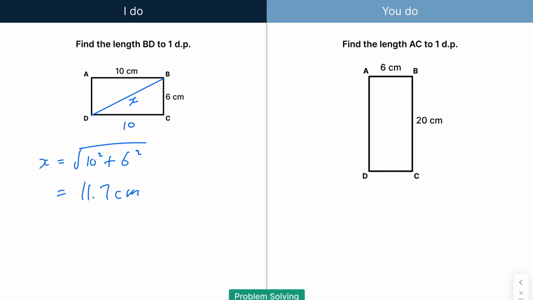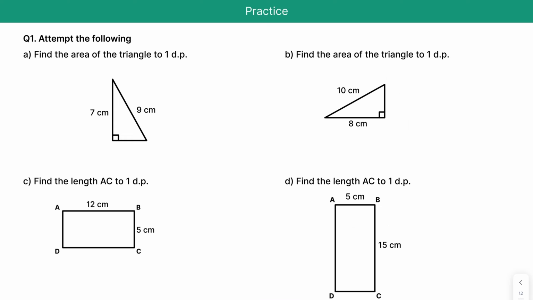So hopefully you've pressed pause and had a go at this. So firstly, where is AC? AC is there. The right angle is there. So it's asking for the longest side. So again, X is going to be the square root with a plus and square the other two sides. And that gives me 20.9 centimeters as my answer.